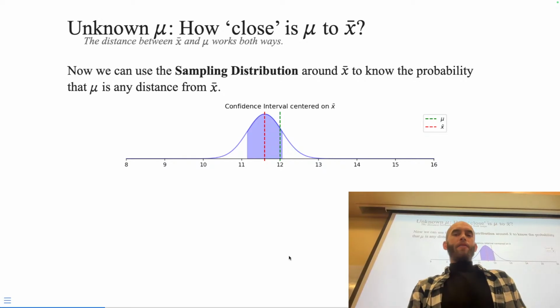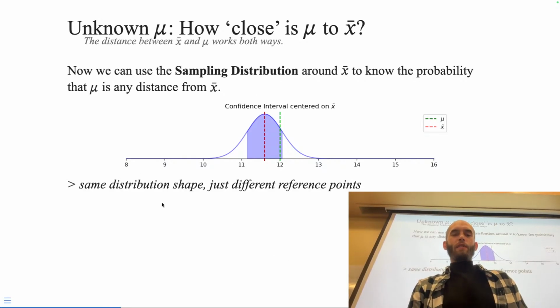Okay, so this is how we construct confidence intervals. Before we had it centered on the truth, now we're centering it on the sample mean. And then we can just check whether any guess we make about the truth falls within some confidence interval. So it has the same shape, just a different reference point.